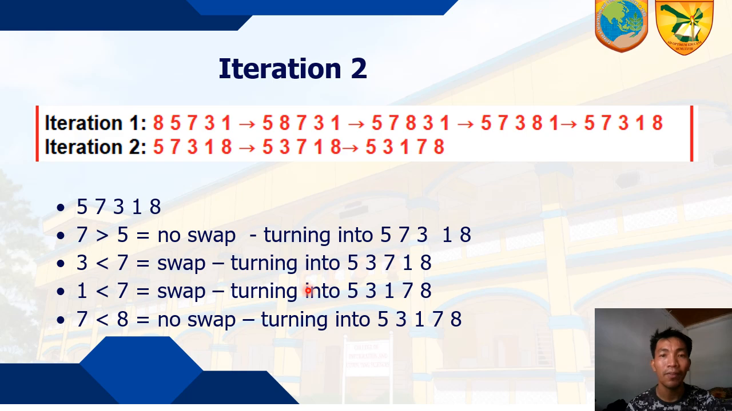Now, the only elements being compared now are 7 and 8. Now, 7 is less than 8, which is true. Then there's no need to swap them. Or if you follow the same structure like the first swap here, 8 is greater than 7, then there's no need to swap. Retaining the list as 5, 3, 1, 7, and 8.